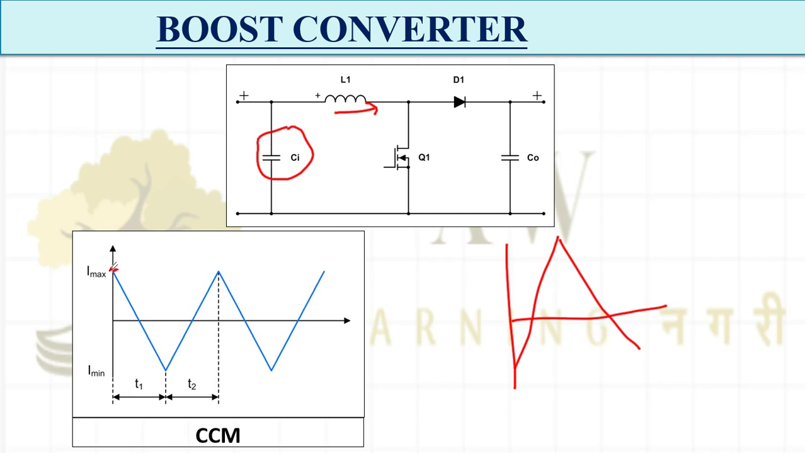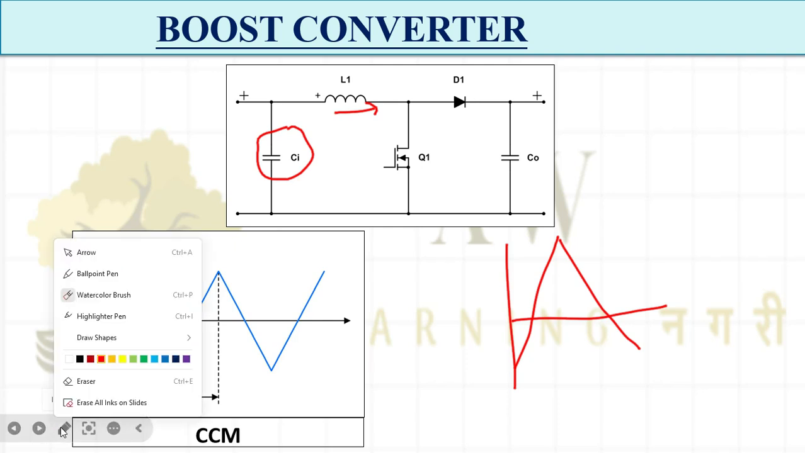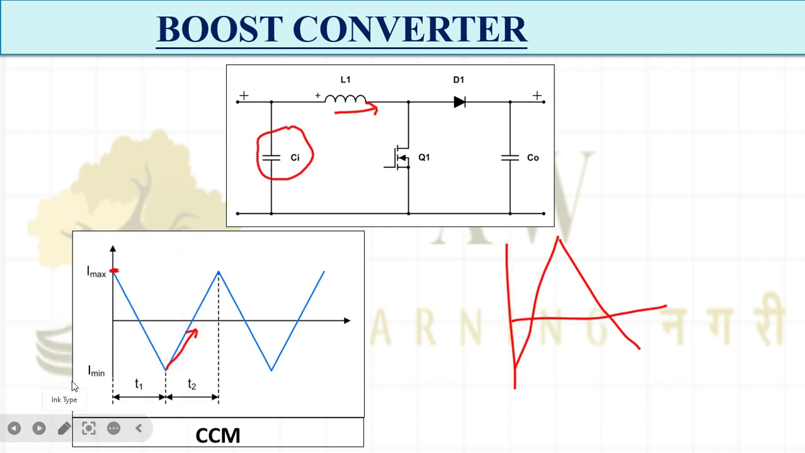It is at its maximum value at the start, and then it is decreasing. When the switch is on, the current is decreasing to its minimum value, and after that when the switch is off, the current is increasing. So this is the behavior. You should know this behavior, it is very important. I hope you understood this concept.